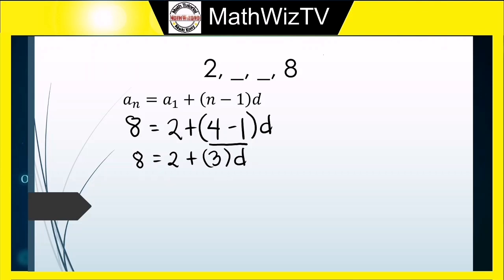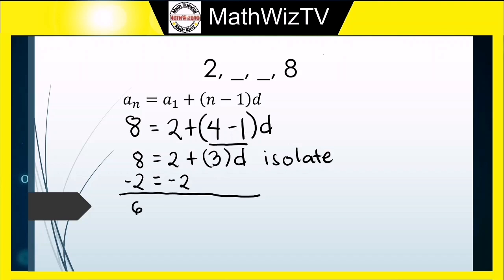Now, as we can see, we can't find d yet. But how are we going to find d? You need to isolate d to find its value. How are we going to isolate that? First of all, we need to subtract 2 from each side, the left hand side and the right hand side. 8 minus 2 becomes 6. 2 minus 2 cancels out, and then plus 3d is equal to 3d.